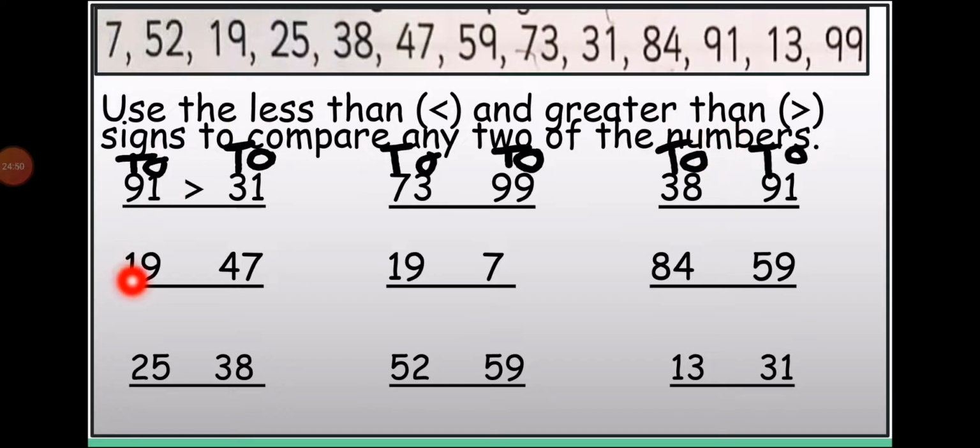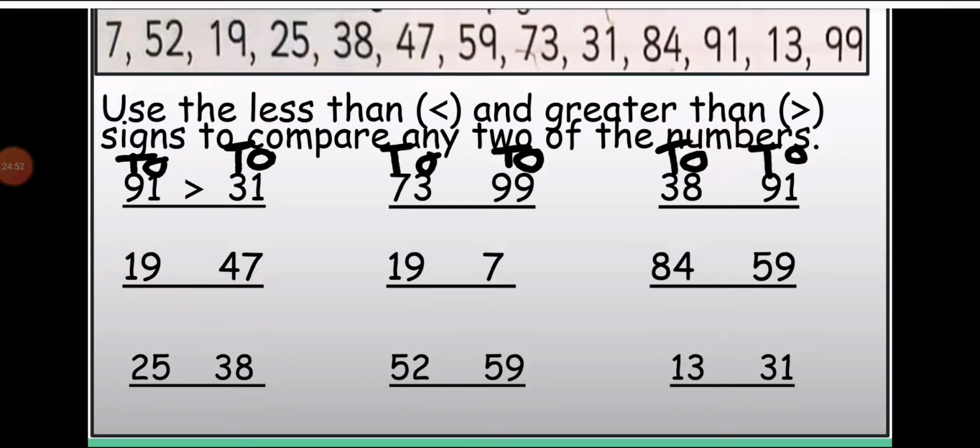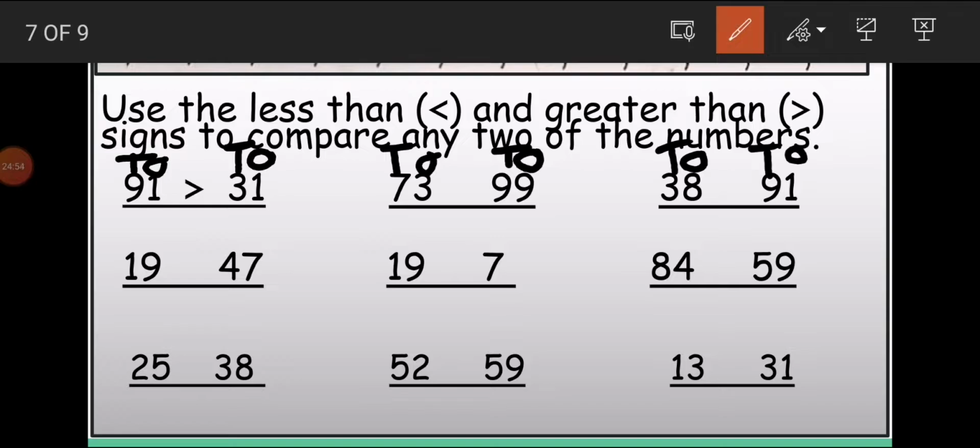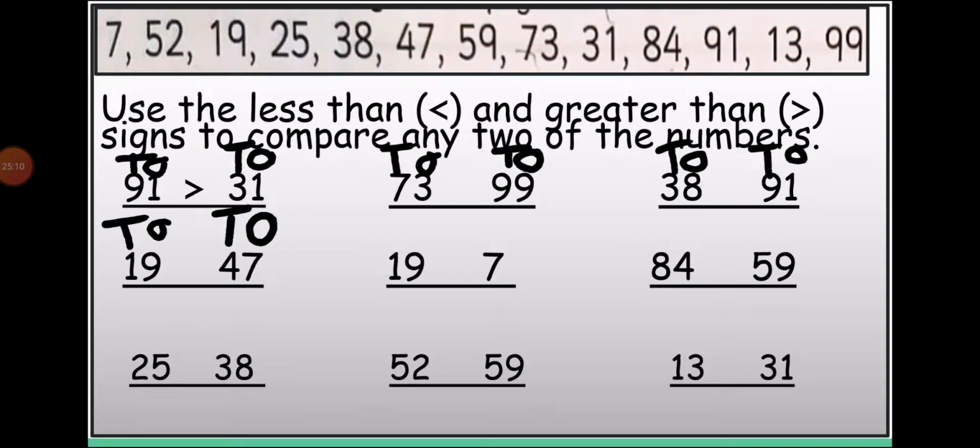Next number sentence is 19 and 47. Again, we will put the place value first. In number 19, 9 is ones because it's on the right side. 1 is tens because it's the next one. Now in 47, 7 is on the right side, so I'm putting O for ones. And 4 is next, I'm putting T for tens. So in number 19, 1 is tens, 9 is ones. In number 47, 4 is tens and 7 is ones.